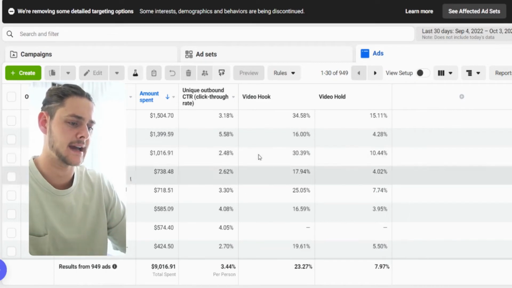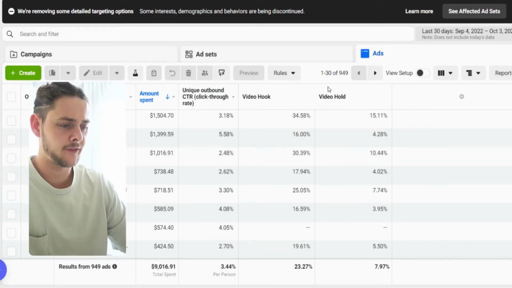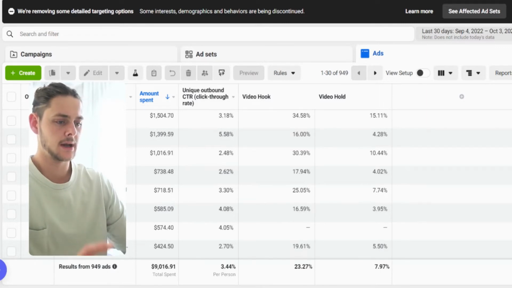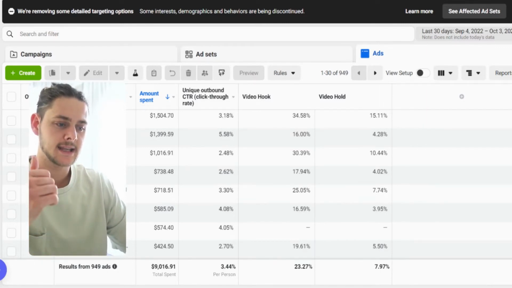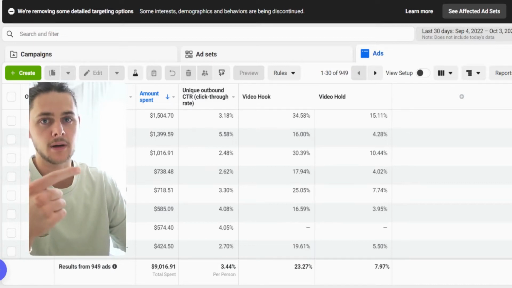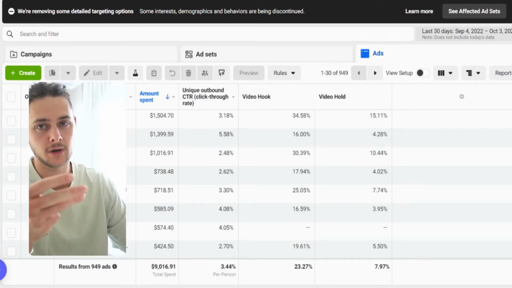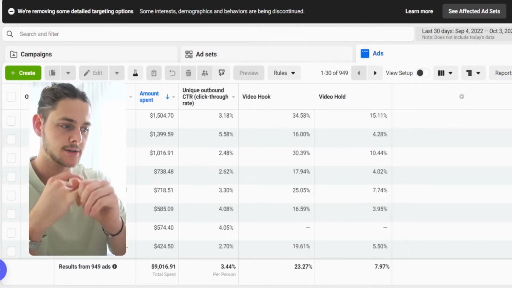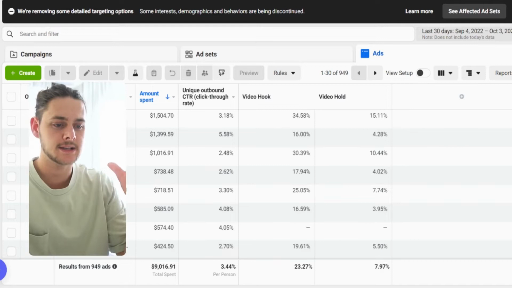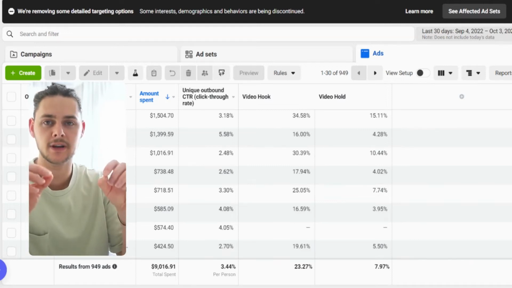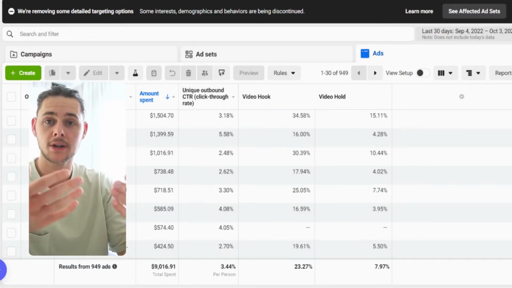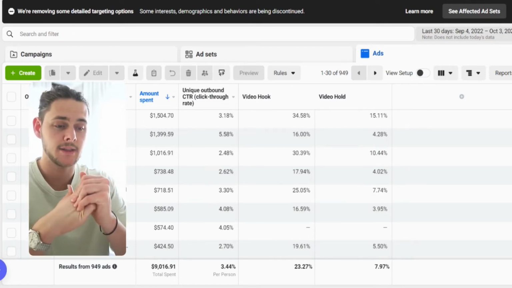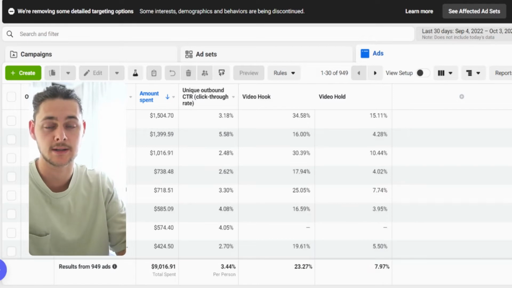So I have a client ad account in front of me, and we have 4 different columns, and I've left out the ROAS column. So the 5 different metrics that we look at is the amount spent, the unique outbound click-through rate, the video hook rate, the video hold rate, which are both 2 custom metrics, and then the purchase ROAS. So starting with the purchase ROAS, essentially if the creative is not bringing you the ROAS that you want it to, or it's not above your break-even ROAS or your desired ROAS, then we turn it off. And that's about as simple as it gets.